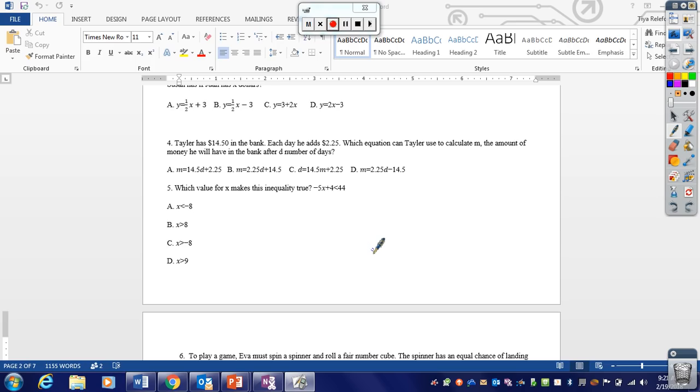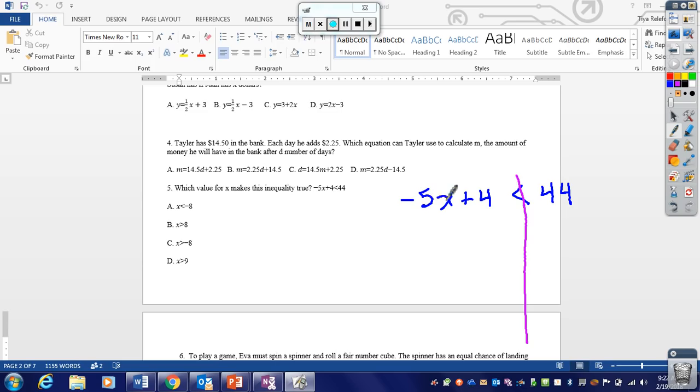Number 5 says, which value for x makes this inequality true? Couple ways you can do this. You can put these values inside the inequality until one comes out correct, or you can solve the inequality. I like to solve. So I started asking myself first, if the number in front of x was a negative. If I do it first, I don't forget to do it. You're supposed to wait till the end. I'm looking first so I don't forget.